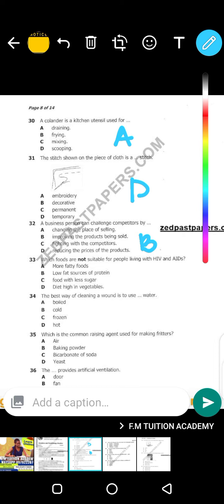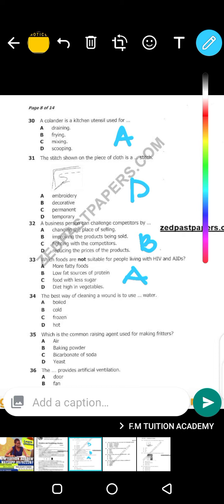Okay, so you write these questions. Which foods are not suitable for people living with HIV and AIDS? A, more fat foods. B, low fat foods. C, food with less sugar. D, diet high in protein. So more fat foods. Once food has got a lot of fat, you should avoid it. A person with HIV should not eat a lot of food with fats. Actually, it's not good for everyone. 33 is A.